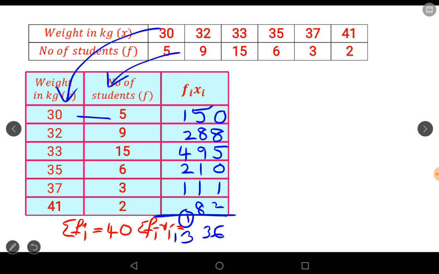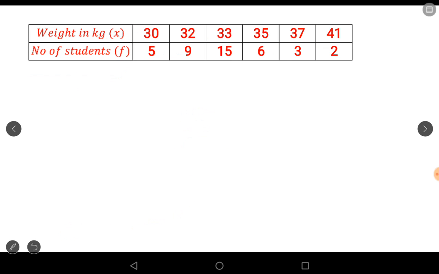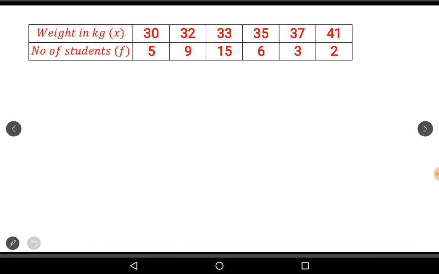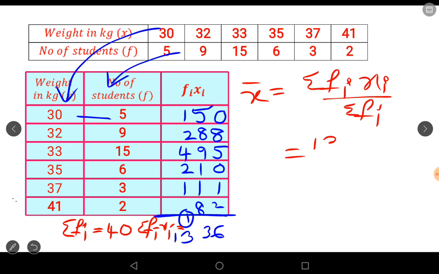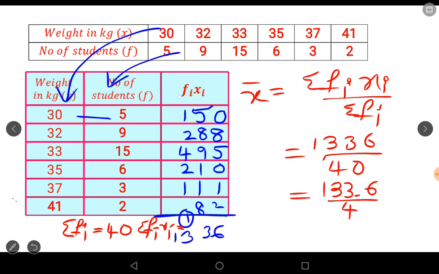Okay students, next, write the formula. X bar is equal to sigma fi xi by sigma fi. So sigma fi xi from the table is 1336 by 40. 1336 by 40 is 133.6 by 4. Next, 4 threes are 12, so 33.4 kgs. This is the average weight of each student.